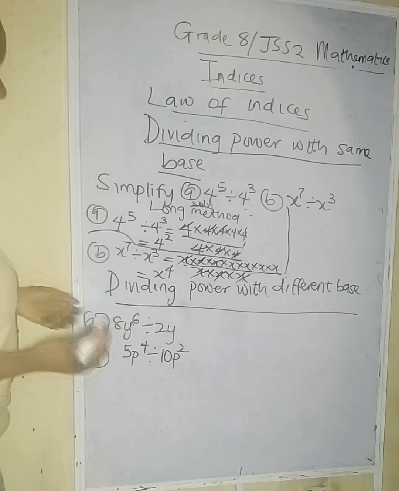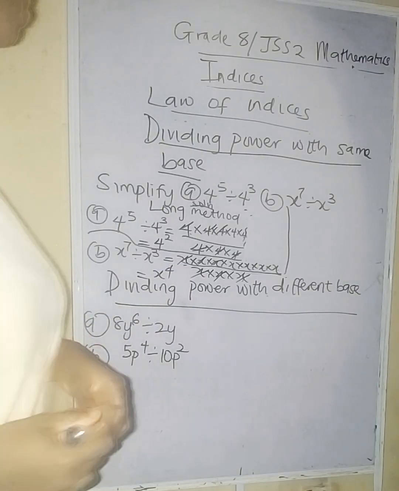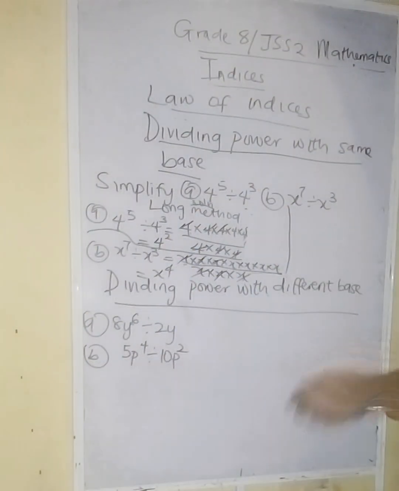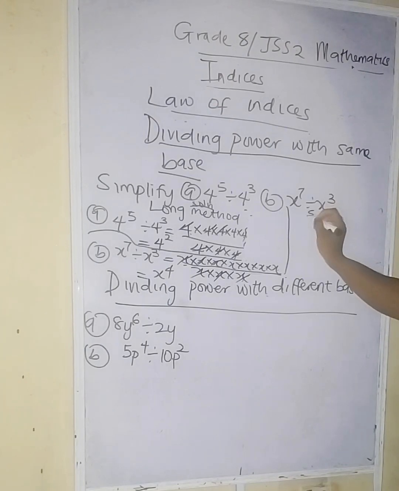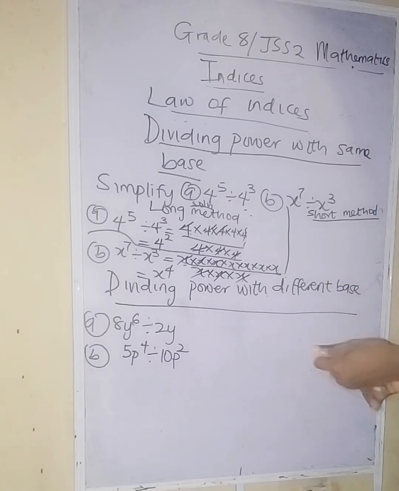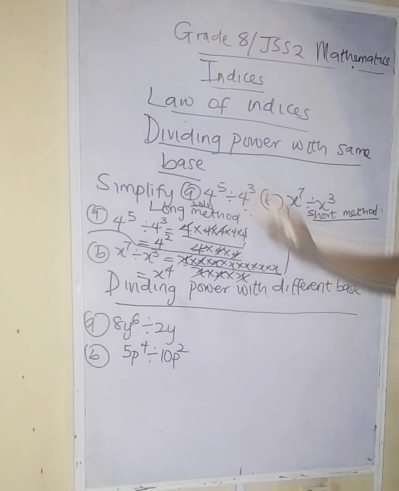It's that simple. So let's do the second method now. I told you that we can only apply this when we're having the same base. Yes, we can also use it when we're having different bases, but there's a different way in which we can do it. Alright, let's do that now. So we have x raised to the power 7 divided by x raised to the power 3, and 4 raised to the power 5 divided by 4 raised to the power 3.